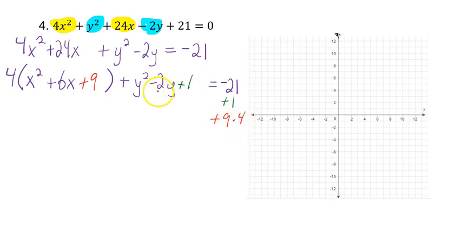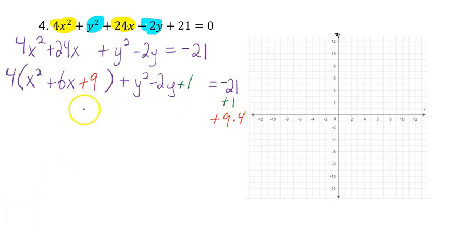So again, I looked at the y, the number in front of it, don't worry about plus or minus, half of that number, square it, and add it to both sides. Over here, the number in front of x, half of that number, square it, and add it to both sides. If there was a number out front, you multiply by that number.